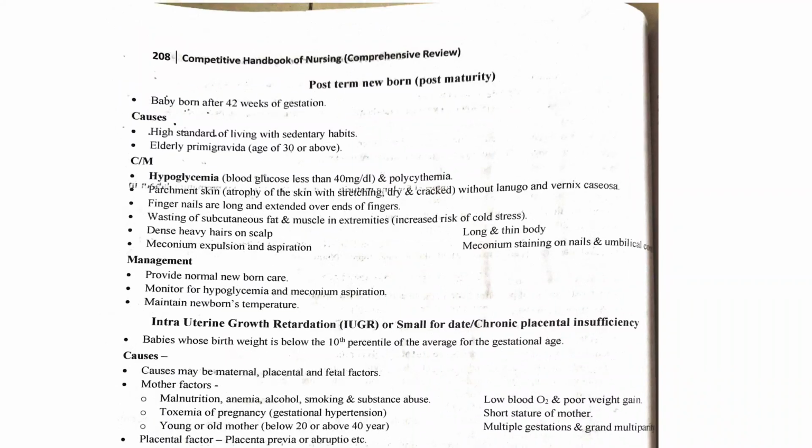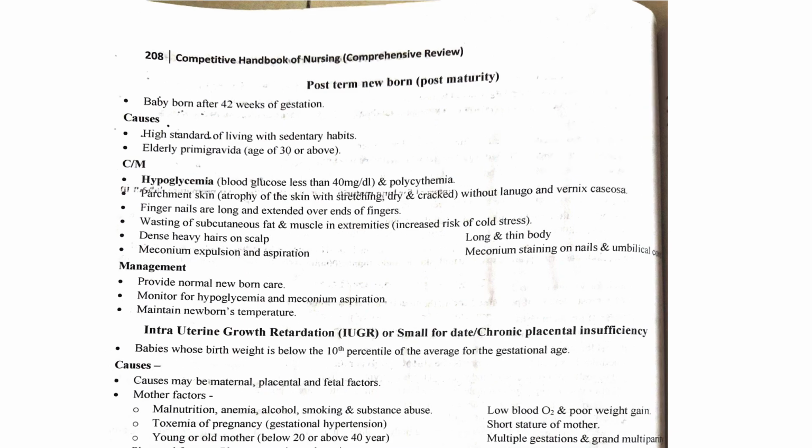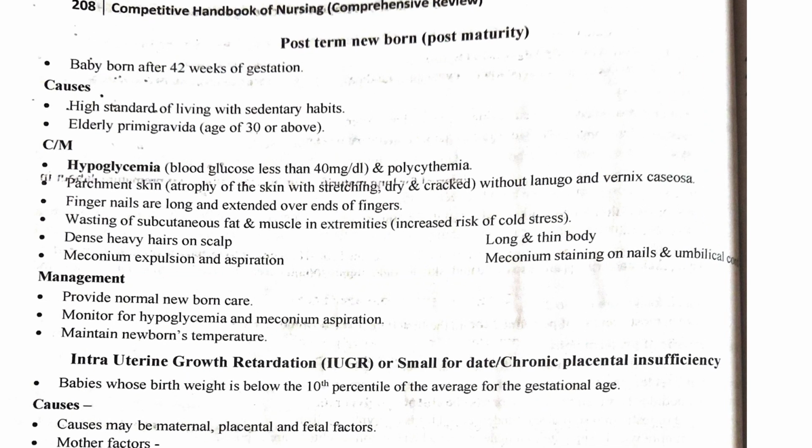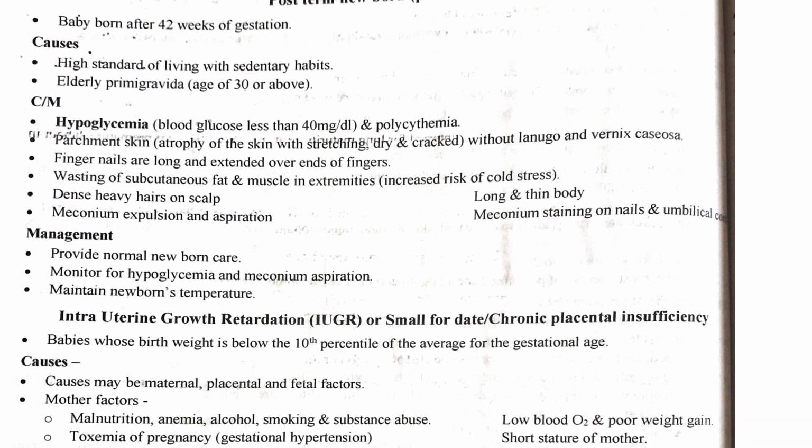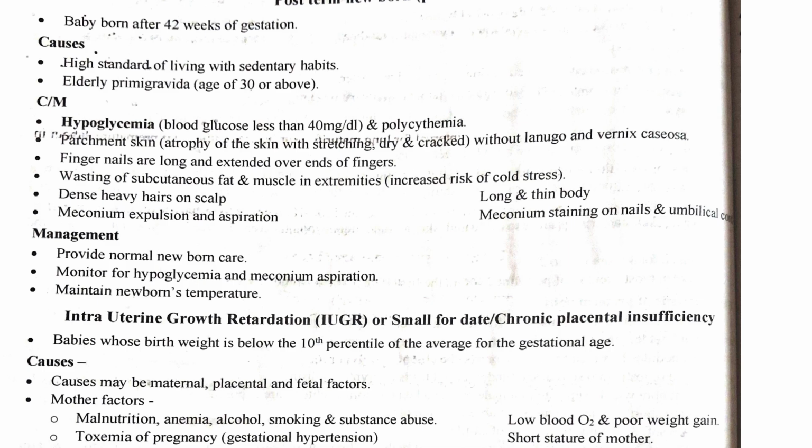Next, postterm: a baby born after 42 weeks of gestation. Causes: high standard of living with sedentary habits, and elderly primigravida, age 30 or above. Clinical manifestations: hypoglycemia, blood glucose level less than 40 mg per dL, and polycythemia.